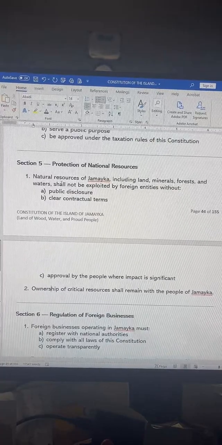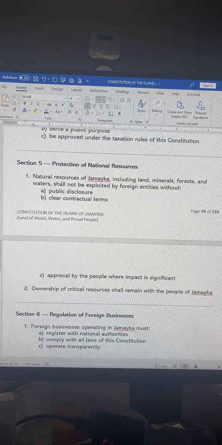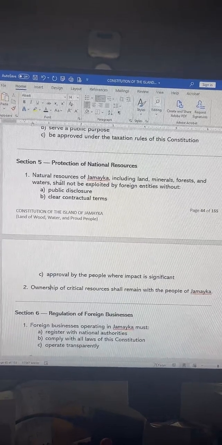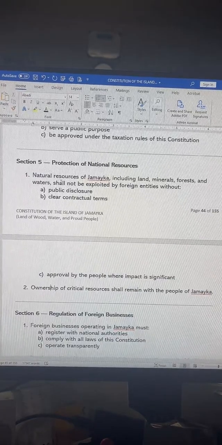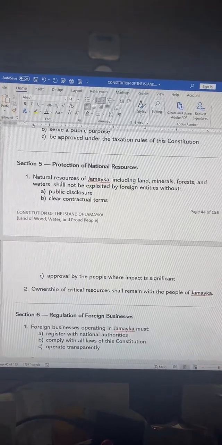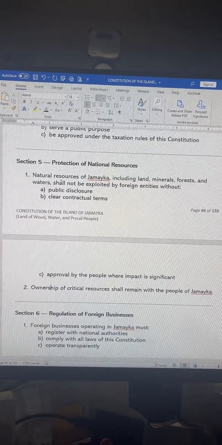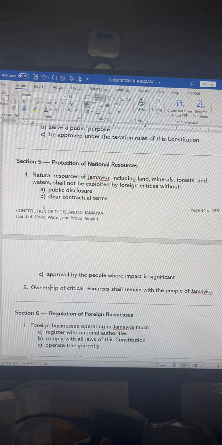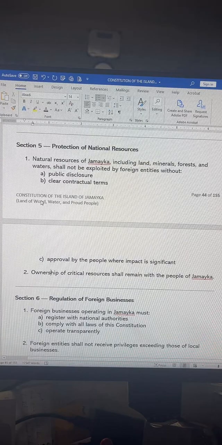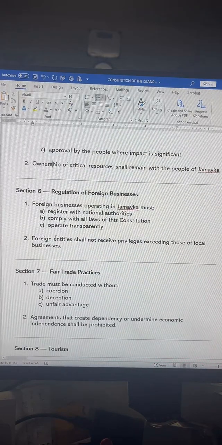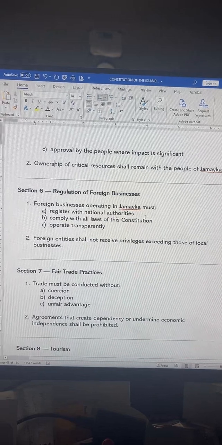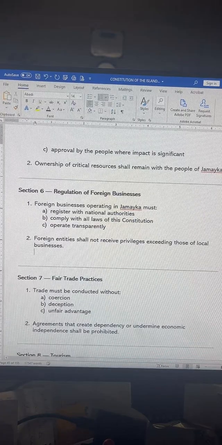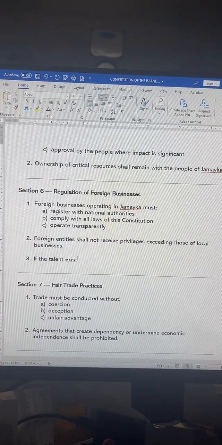The investors should not take their own people in the country to manage over our natives. I think that was already covered. Oh, you mean like managers? I think we can say where the talent already exists in Jamaica, right? Again, we have to be careful about foreign business regulation. Foreign business operation in Jamaica shall not receive privileges exceeding those of local businesses if the talent exists in Jamaica.